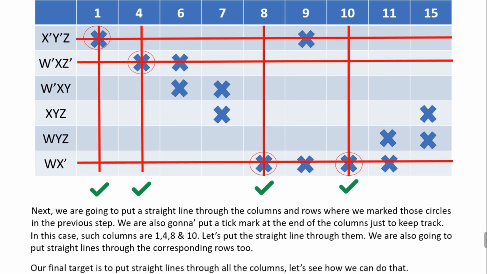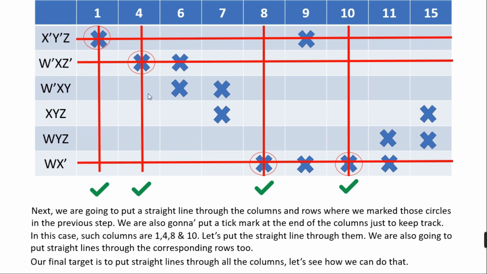Okay, so another thing, you may ask why we are actually putting straight lines over all those columns, why we are actually putting tick marks right underneath them. Okay, so our final target is to put straight lines through all the columns. All right, let's see how we can actually do that, and to keep track of what we are doing, that's why we are putting those tick marks, so that we can understand when we're done with all the columns. Okay, so let's move on to the next task.